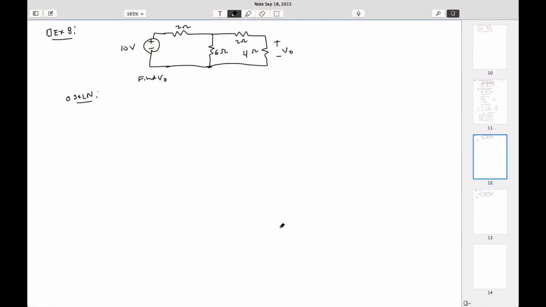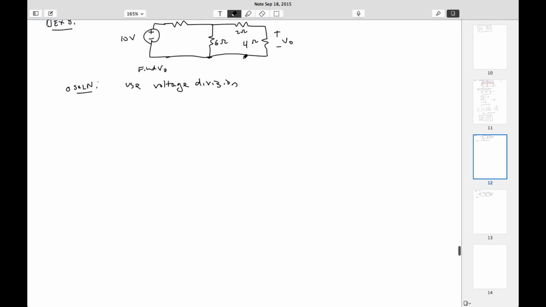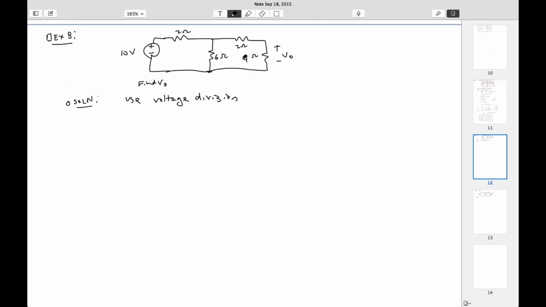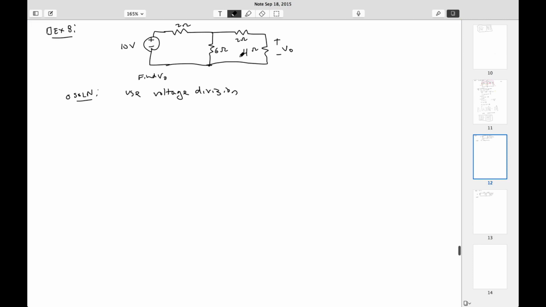Okay, so now I am at example 8, which is an example that I wrote just for this review. All right, and I want us to find V naught across that 4 ohm resistor in the far right. And the way that we want to do this is to use voltage division. All right, otherwise it could be a little bit more difficult. Of course, we could use nodal analysis, but why would we need to do that? It's really not important. Instead, we can use voltage division.